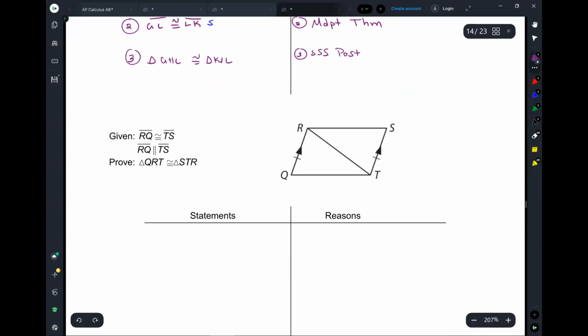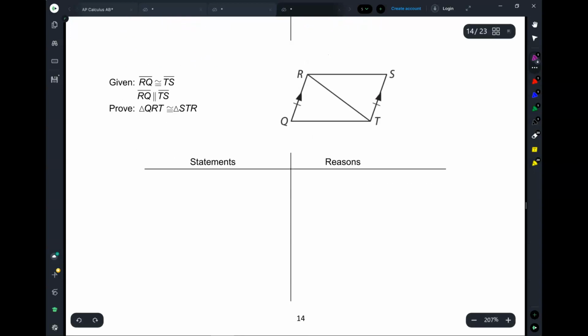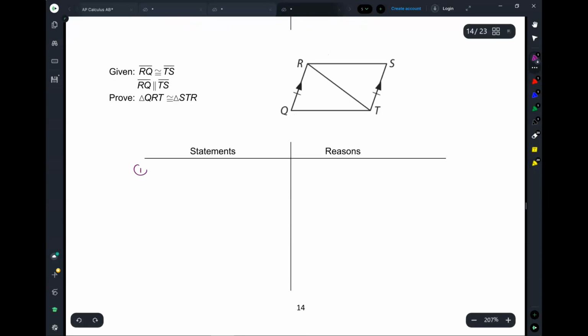RQ parallel to TS, that's labeled. RQ congruent to TS, it's also labeled. So let's write these things down. RQ congruent to TS, RQ parallel. Now, let me tell you a little secret. You guys ready? Don't tell anyone. You ready for the secret?